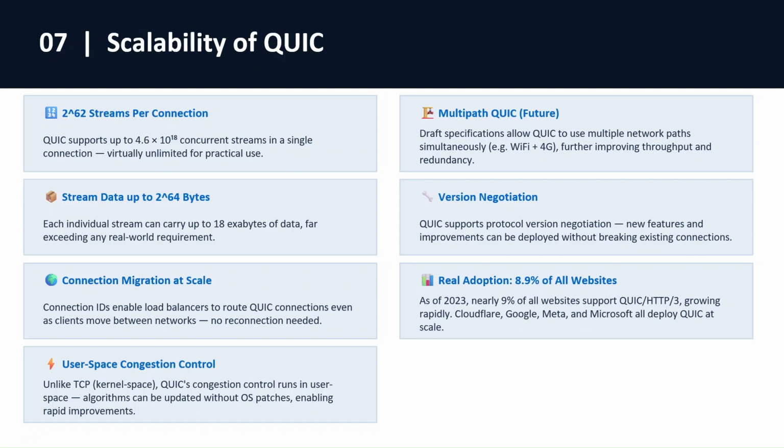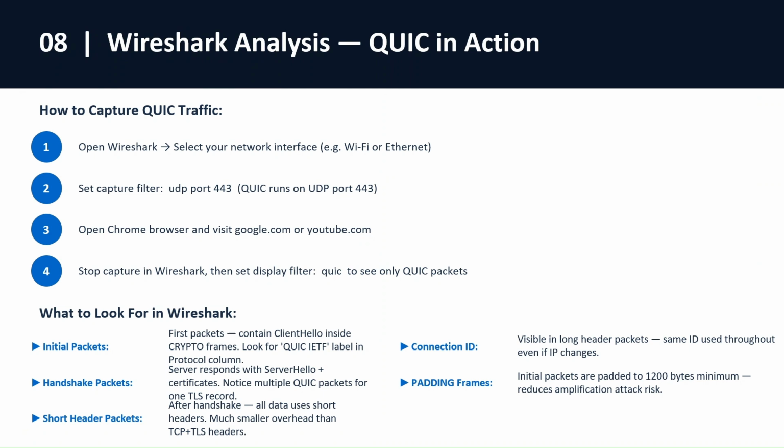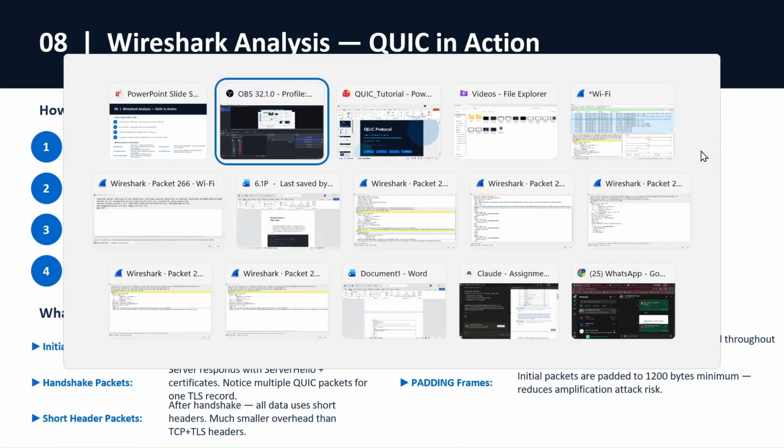For real adoption, we can see that 8.9 percent of all the websites deployed today are using QUIC HTTP version 3. We can see that in the future it will be very scalable, and it is already scaling. So now I'll show how I have captured and analyzed QUIC in Wireshark. So we'll move to Wireshark.